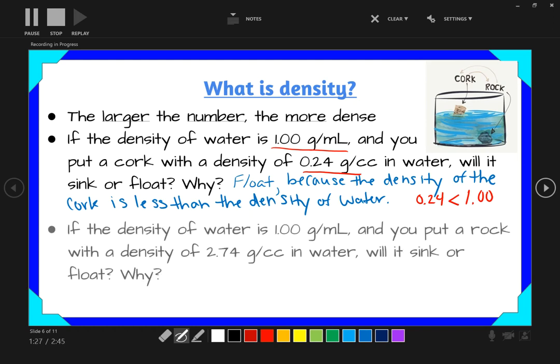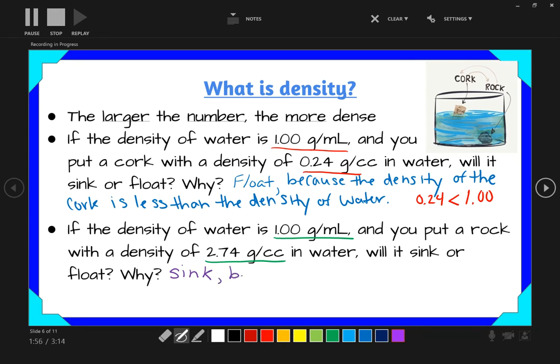Let's take a look at another example. If the density of water is 1.00 g/mL, and you put a rock with a density of 2.74 grams per cc in water, will it sink or float? So again, take a look at those numbers, 1 and 2.74. So will it sink or float? It will sink, because the larger the number, the more dense it is.